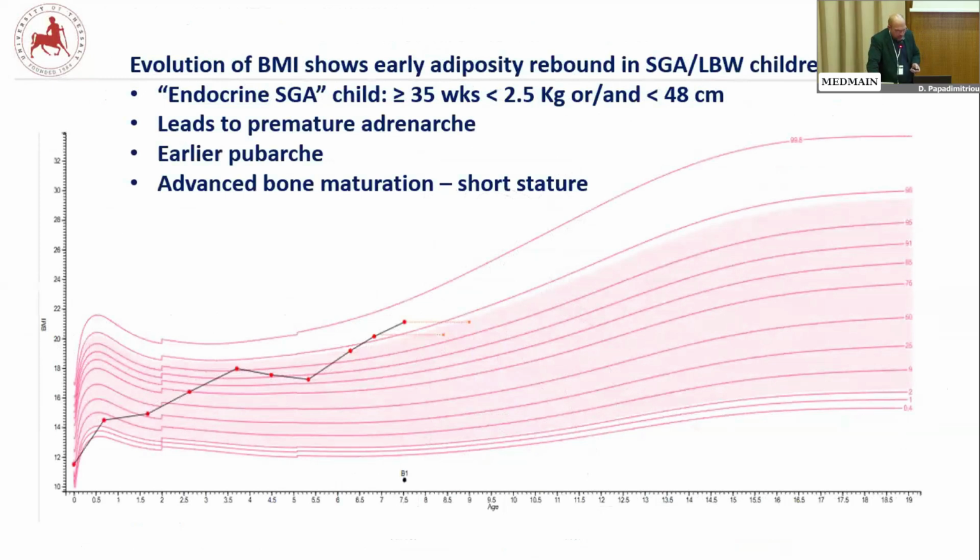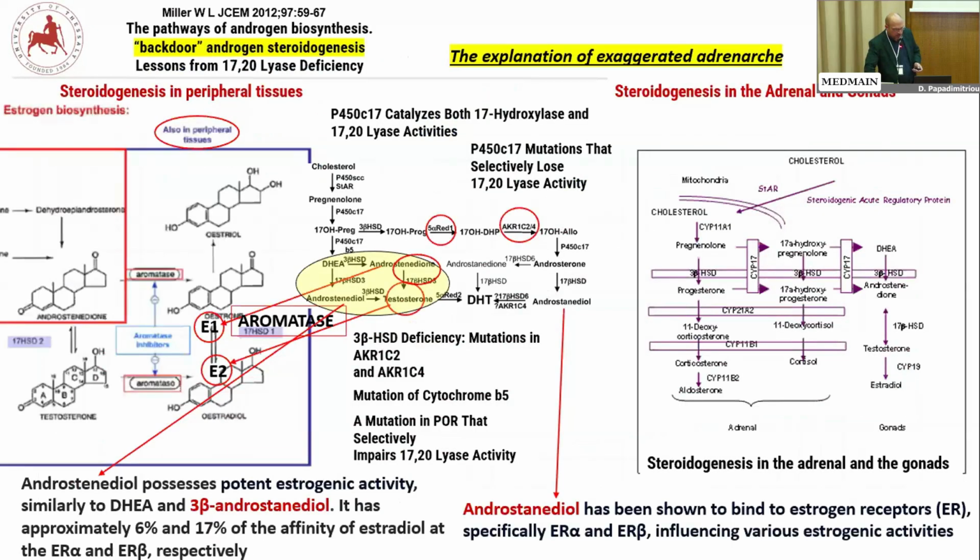And this is the classical evolution of BMI and early adiposity rebound found in SGA and low birth weight children, to connect with all the previous things we said about low birth weight and endocrine disruptors. So we must identify the endocrine SGA child, which means everyone who is born at 35 weeks of gestation or more and is below 2.5 kilos and/or 48 centimeters. We need to define this as a possible endocrine SGA child and follow his growth curves, because this leads to premature adrenarche, earlier puberty, advanced bone maturation, and short stature.